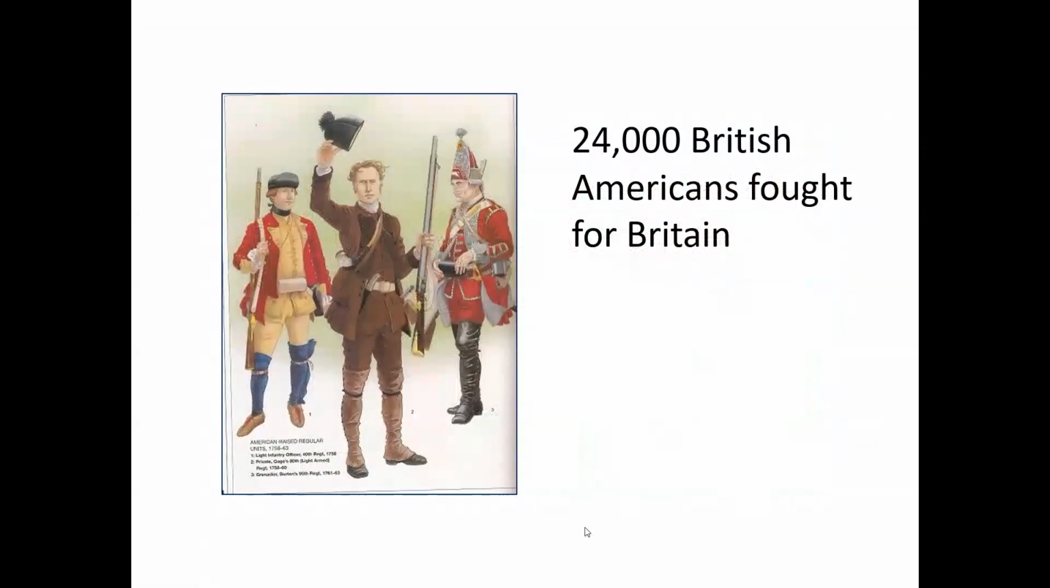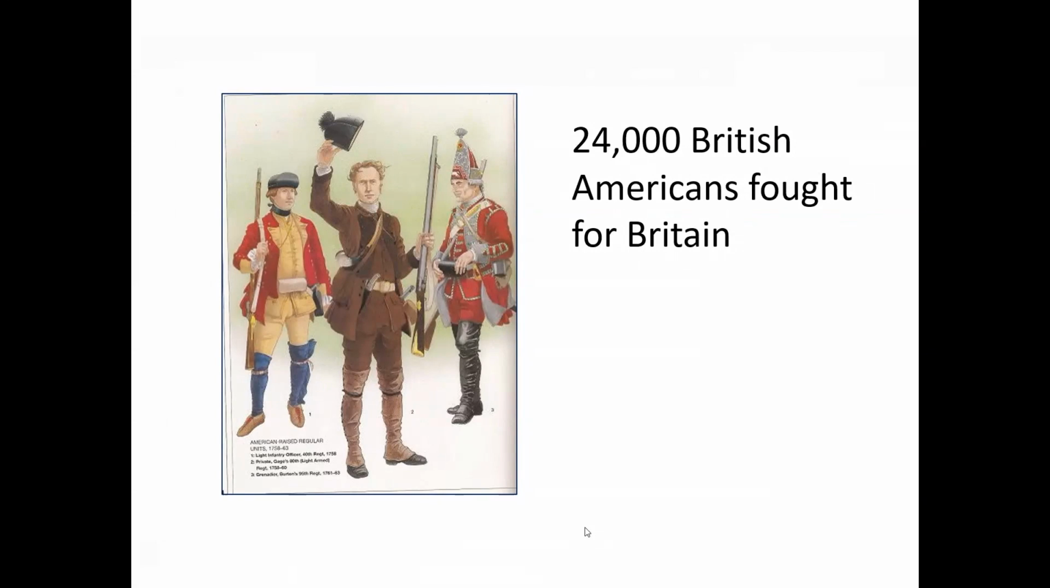But what I want you to know is 24,000 British Americans fought for Britain, and we can see them in their uniforms. Some of them are wearing red uniforms. Sometimes they wore blue uniforms. Each unit, each regiment had its own uniform, and that was to help identify it. It was very important that you could see your friends and tell them apart from your enemies. That's why wearing bright uniforms wasn't a bad idea. A lot of times we learn, oh, it was very silly to wear red, but it was a really good idea if you wanted to find out who was your friend and who wasn't. So the uniforms were very important.